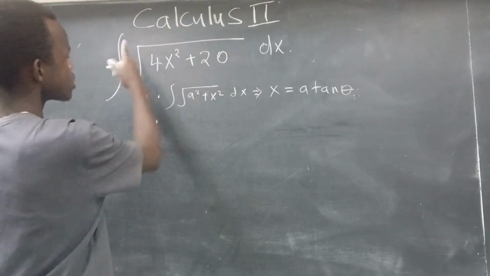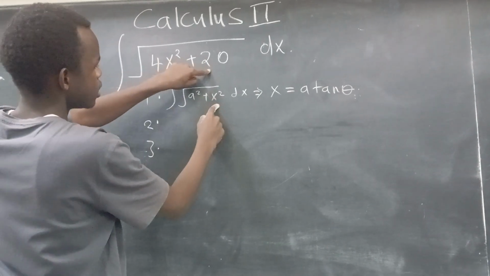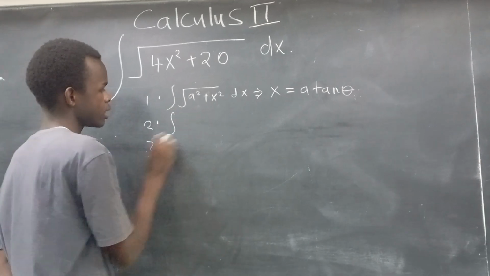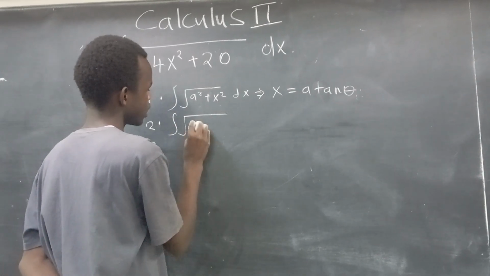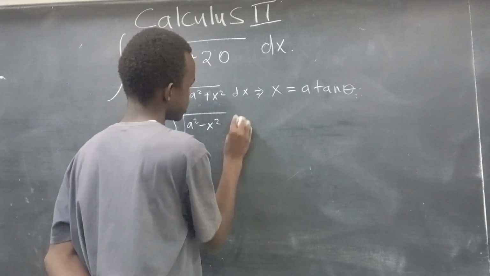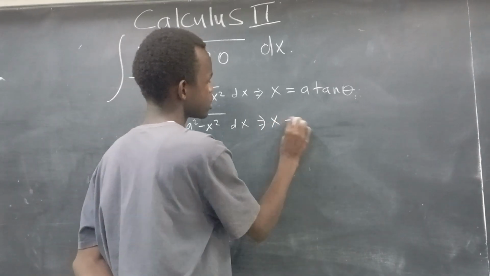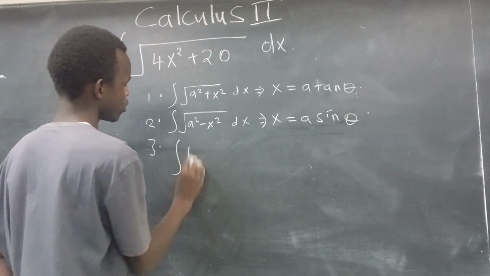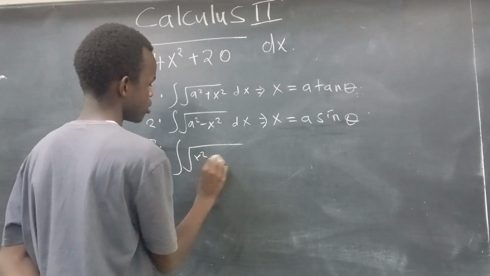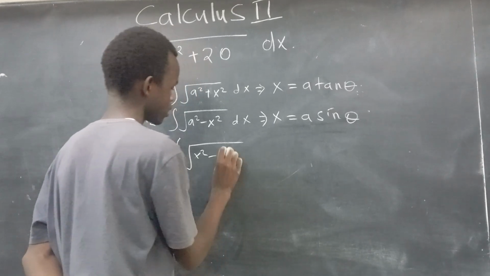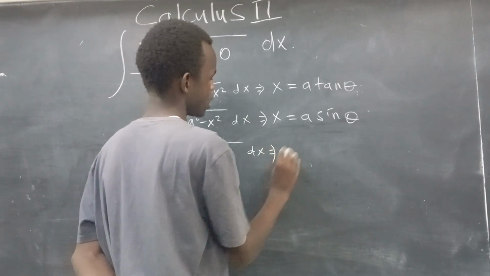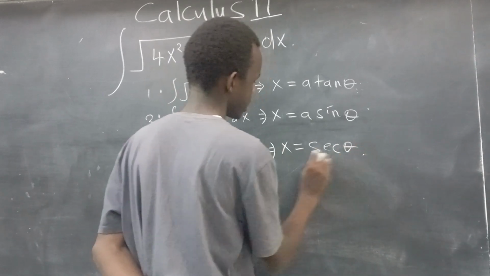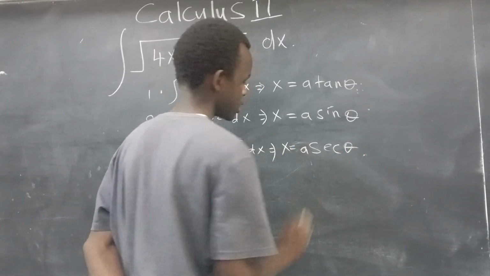This is just the square root of a squared plus x squared, and I'll get that. When I'm told to find the integral of the square root of a squared minus x squared dx, I'm told to choose my x to be a sine of theta, right? When I'm told to find the integral of the square root of x squared minus a squared dx, I'm told to choose my x to be a secant of theta, right?